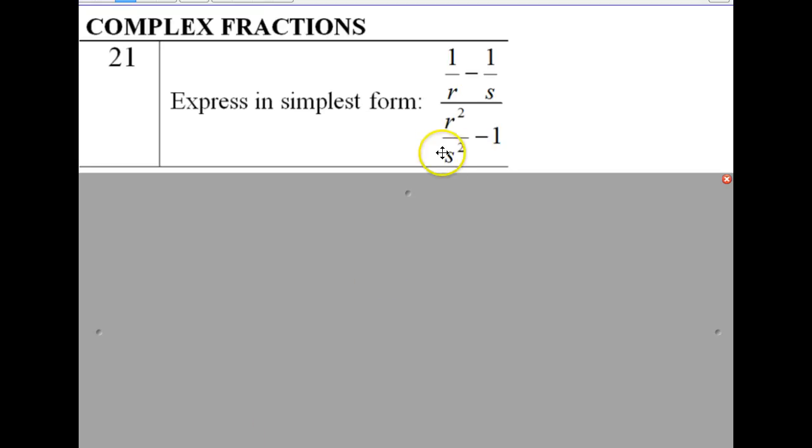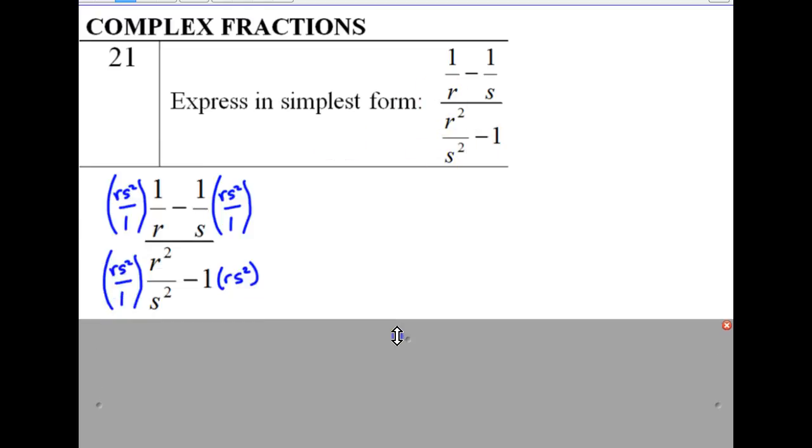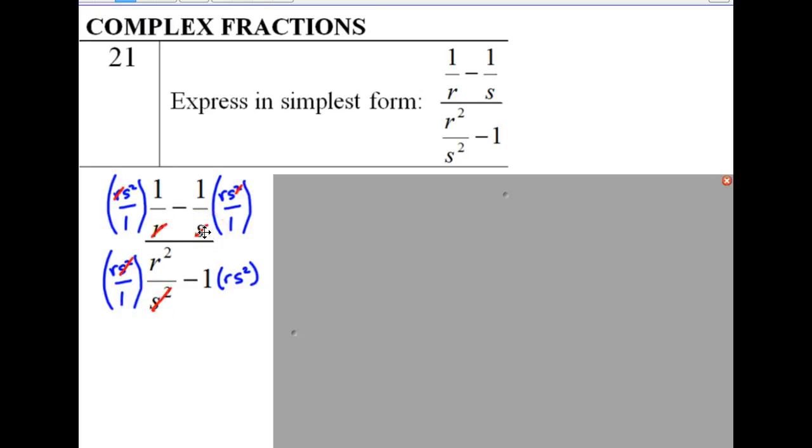And the way we're going to do it is we're going to look at all those little denominators, the r, the s, and the s squared. We're going to identify their LCD. Okay? Hopefully you identified that it's rs squared. Let's multiply everything by rs squared. And if it's a fraction, let's put it over 1. So, if we do this correctly, all those little denominators will divide out. They do. So, write down what you think is left when you simplify by multiplying by that LCD.